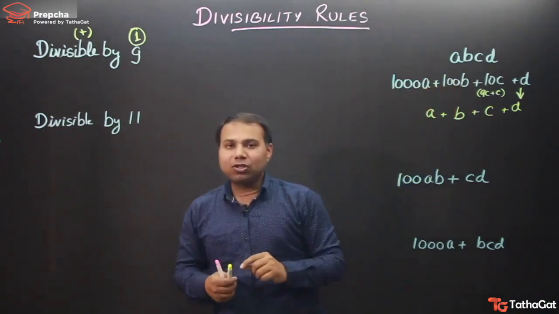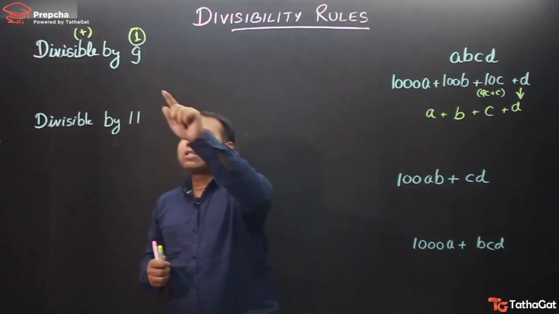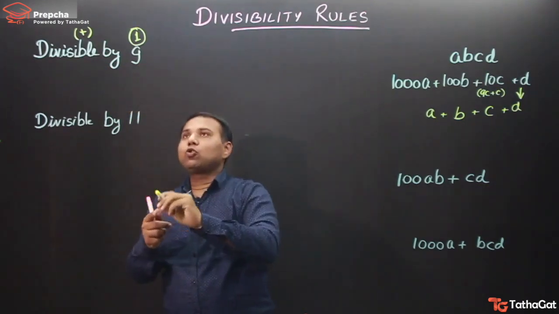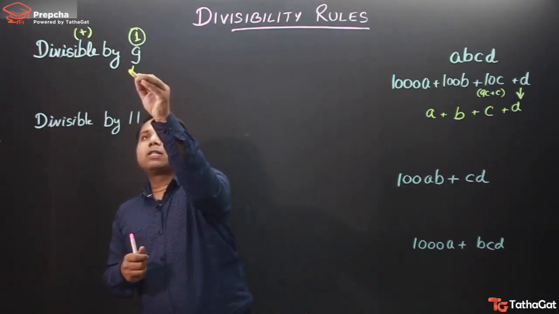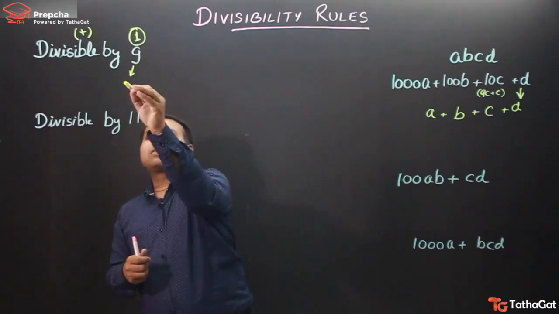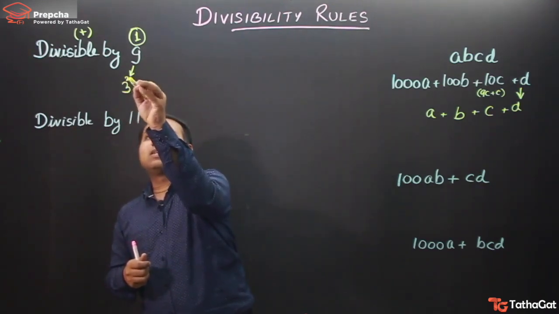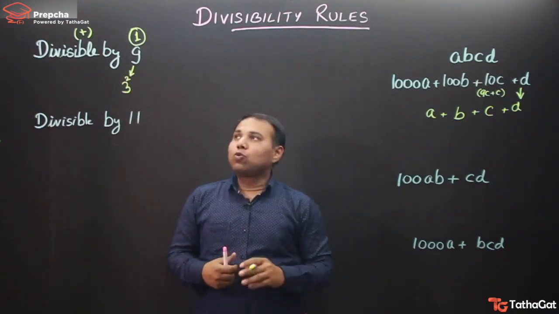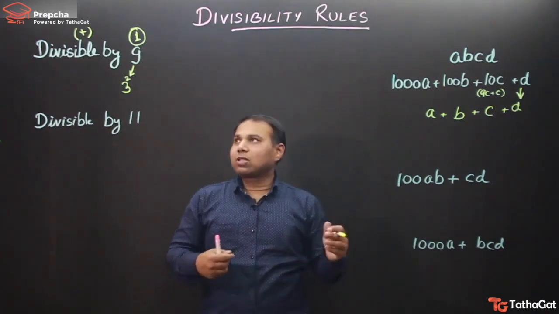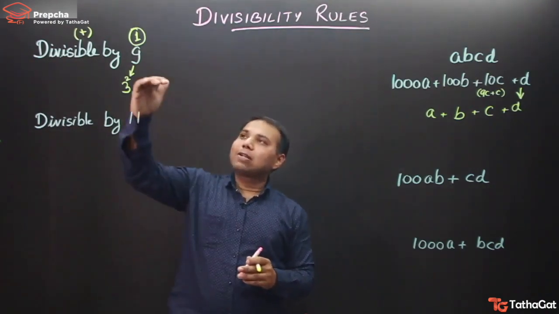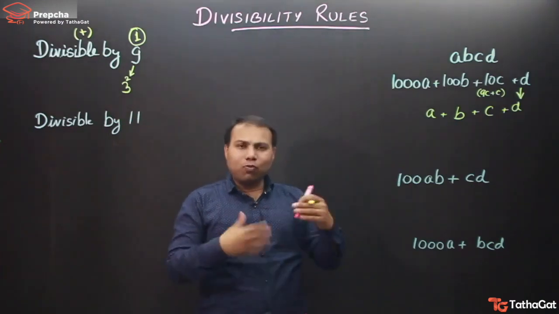Which means in general, if this is the divisibility rule of 9, it is going to be valid for its factors also, and the factorization of this number is 3 square. So this rule which you have just concluded is valid for 9 as well as 3. Okay, let's move further.